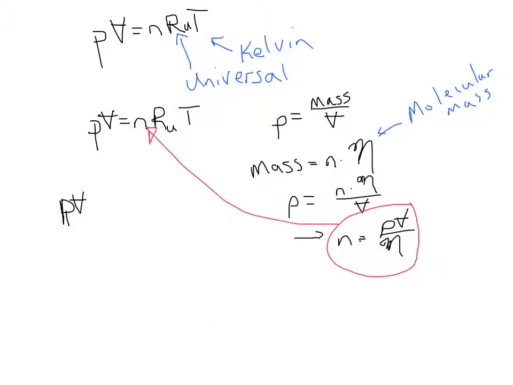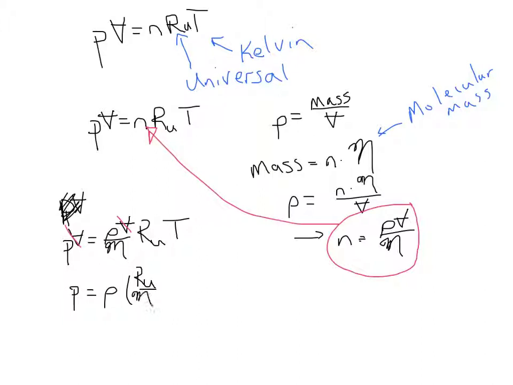that's a poor P. Let me just rewrite this. P times volume is equal to density times volume divided by molecular mass times our universal constant times the temperature. Well, this can now obviously be simplified. We have volume on both sides. I'm just going to cancel out those volumes, and rewrite this as P is equal to the fluid density times, now I'm going to group our universal constant with the molecular mass, times temperature. And temperature in degrees Kelvin.